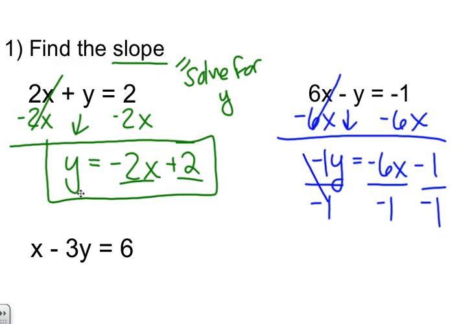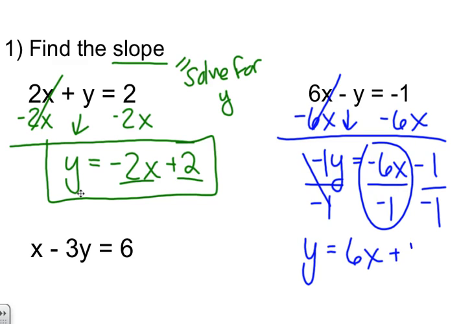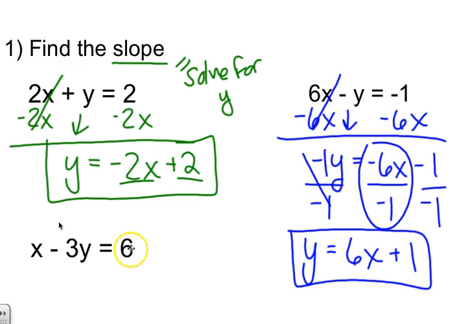Okay? And then I would have y equals, and now I have a slope and a y-intercept that I can simplify. Negative 6 divided by negative 1 is a positive 6x. And then a negative 1 divided by negative 1 is a positive 1. Okay? So if you divide all the sides on the right side, that's going to help you get a slope and a y-intercept versus a huge fraction line, okay?